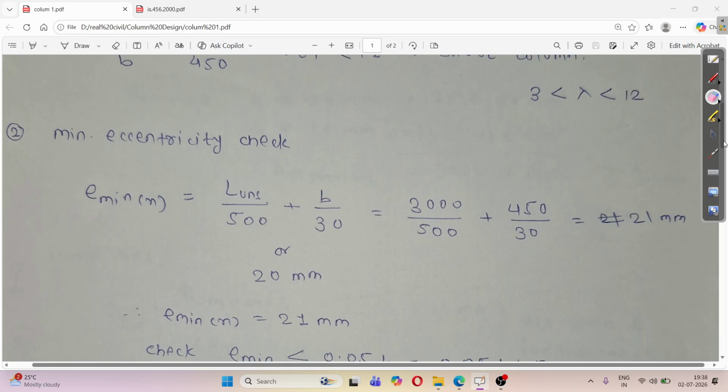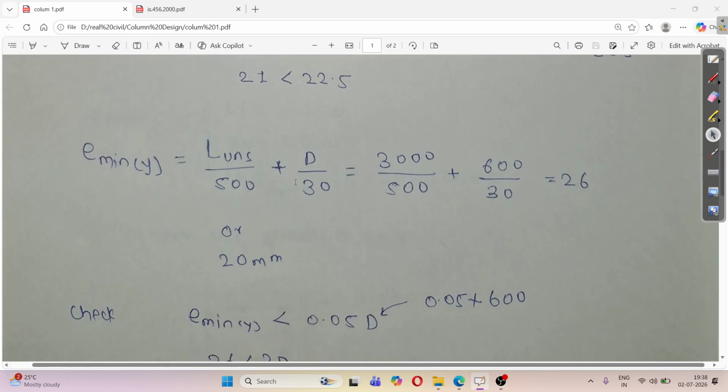I hope the concept is clear. So the formula is the same, only the change is here it will be d. If you put the values in d, that is d is 600, our answer is 26 or 20 mm. So 20 mm is a must, that is the minimum, or if there is extra eccentricity we have to consider that.